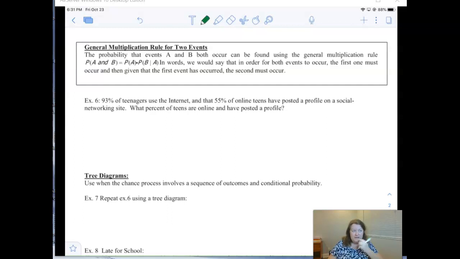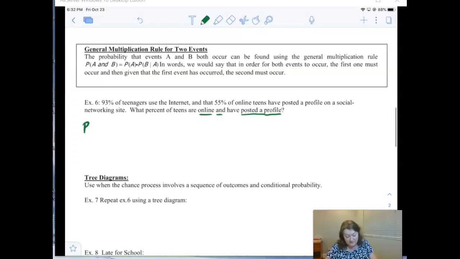All right. So let's take a look at what that would look like. So the first part says example 6, 93% of teenagers use the internet, and 55% of the online teens have posted a profile on a social networking site. What percent of teens are online and have posted a profile? So this one is not a given, because I can't see that they're just asking one thing. They're asking the two things, online and posted a profile. So we're doing what's the probability that they are online and, you can either write the word or the symbol, posted a profile.